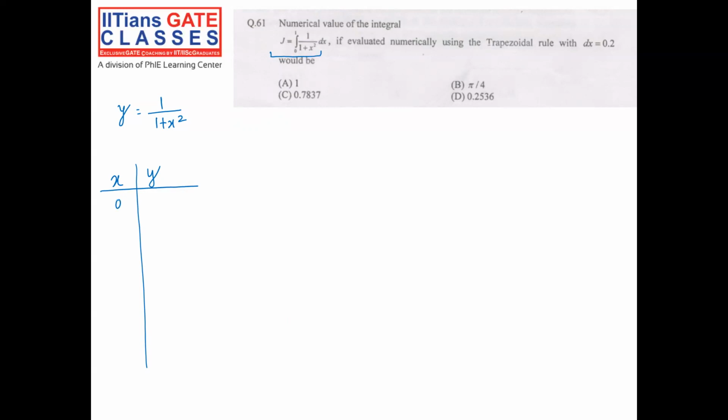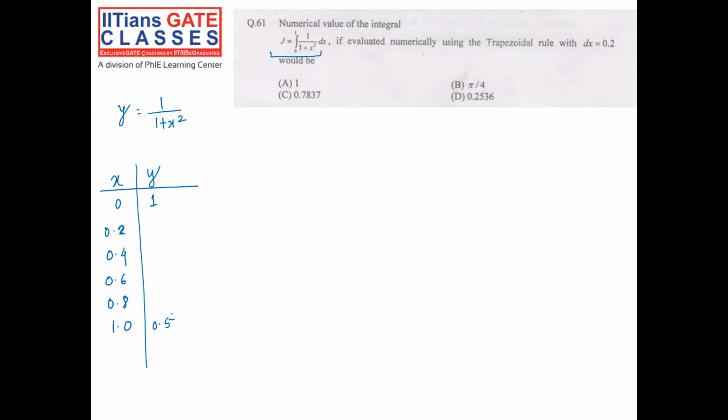So with a step size of 0.2, we can create around 6 steps: 0, then 0.2, 0.4, 0.6, 0.8, and 1.0. So we will have around 6 values here. For all the values from 0 to 1, we have to calculate the value of y. So if you put 0, we'll end up with a y value of 1. If you put 1, we'll end up with 0.5. So we can clearly see here the trend will be reducing value of y from 1 to 0.5.